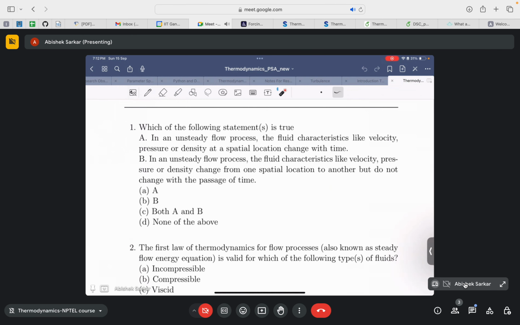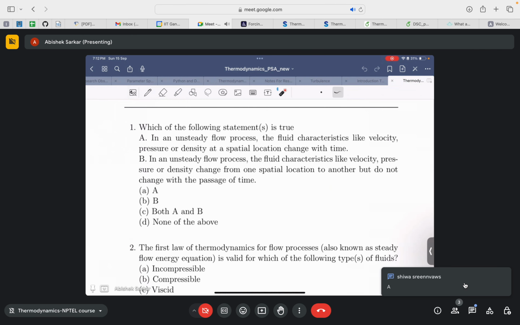Okay. Which of the following statement or statements is true? A: In an unsteady flow process, the fluid characteristics like velocity, pressure, or density at a spatial location change with time. B: In an unsteady flow process, the fluid characteristics like velocity, pressure, or density change from one spatial location to another, but do not change with the passage of time. So which of the statements is or are correct? A, right? So it is correct.